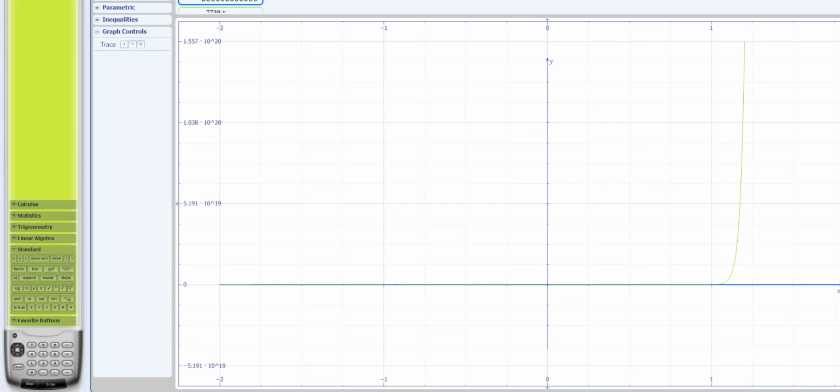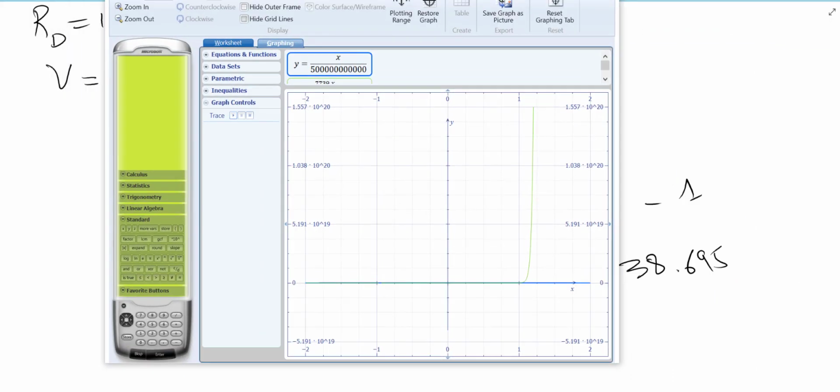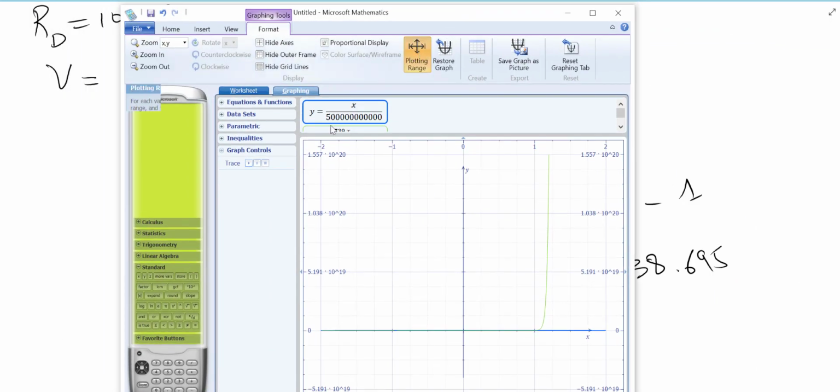And let me go to the plotting range. If you're not familiar with the software in here, I'm going to go from 0 to 1 on the x-axis. I'm going to go from 0, because I need the positive voltage. Or what is the maximum voltage in here that I'm going to have? 10 to the power 20.